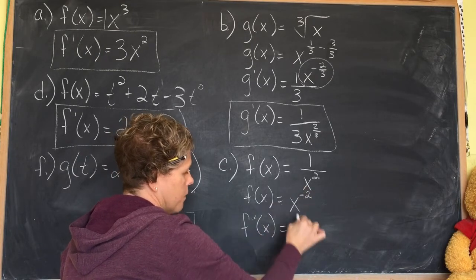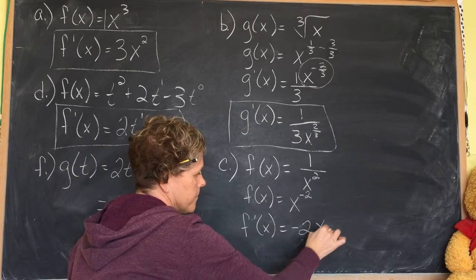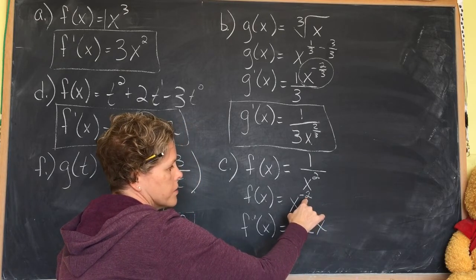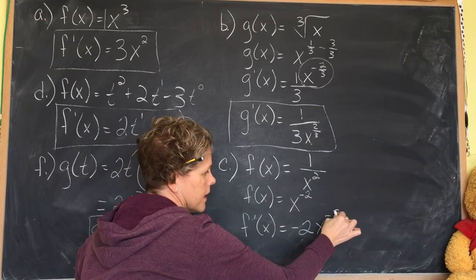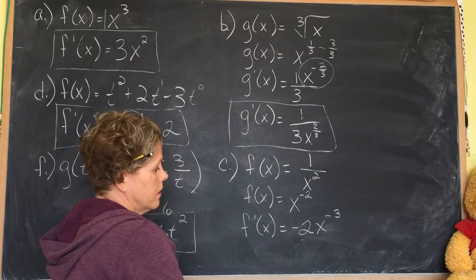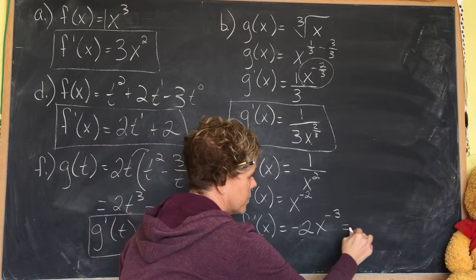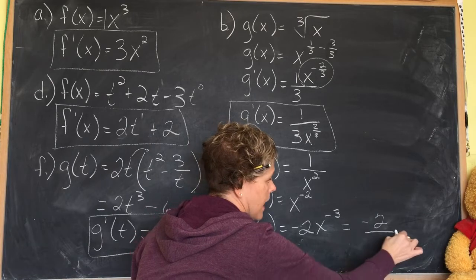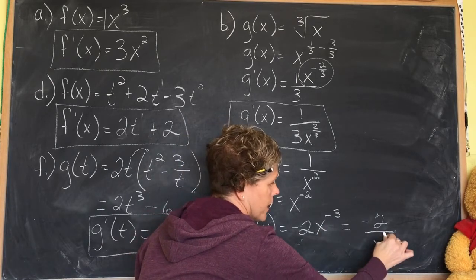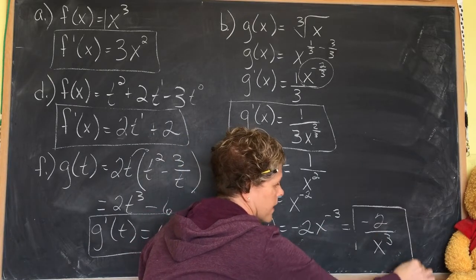So I move that power down in front. But now you lower it by 1. So just be careful. That becomes x to the negative 1/3. Okay, so when I rewrite that, my derivative is a negative 2 stays on the top. That has to move to the bottom. Your answers always have to be written with a positive exponent.